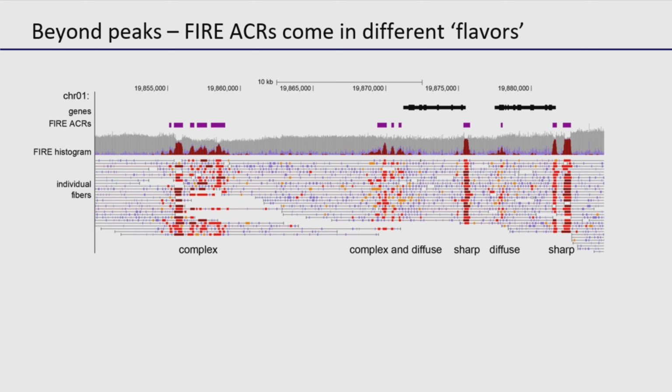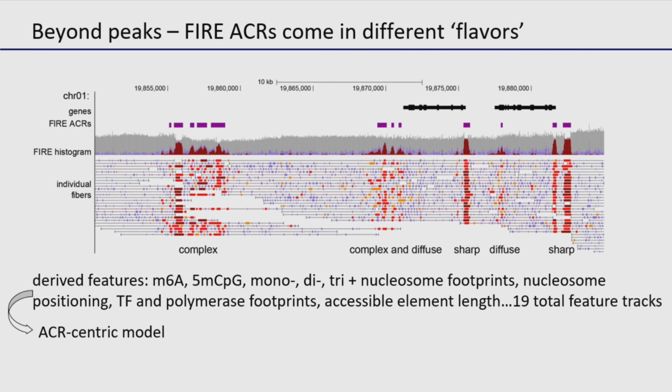Very sharp, diffuse, complex. And so Morgan Hamm, the student who got really interested in these, just started to derive different features that we can detect with Fiberseq. Of course, the methylation kinds, nucleosome footprints, their positioning, their phasing, polymerase footprints, 19 features in total. Not all of them I want to talk about here. And he built an ACR-centric model. Now, this is a very complex model. Just think, you have 107,000 ACRs by 19 features, so you need dimensionality reduction to learn anything.